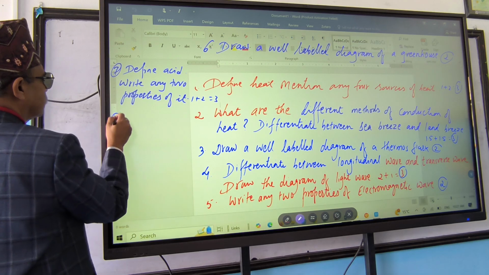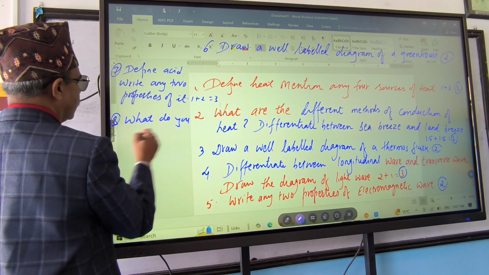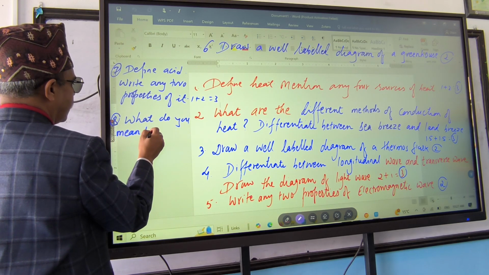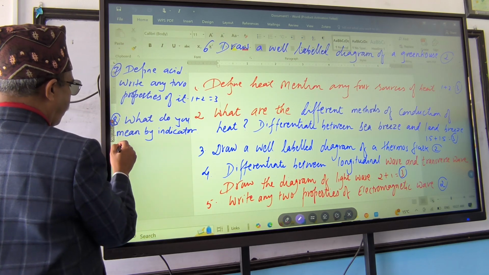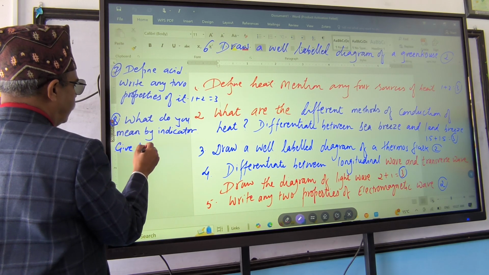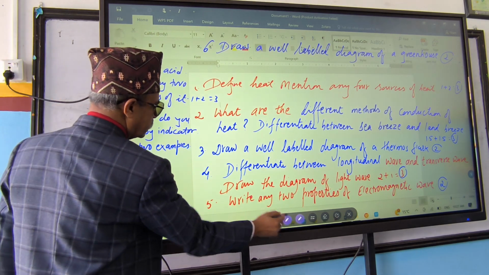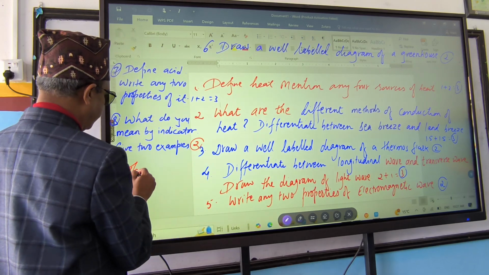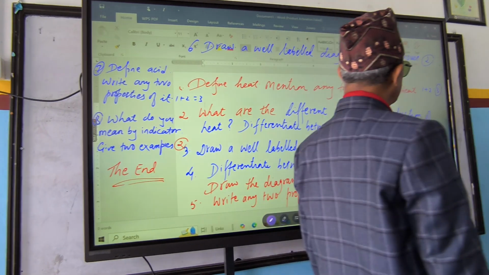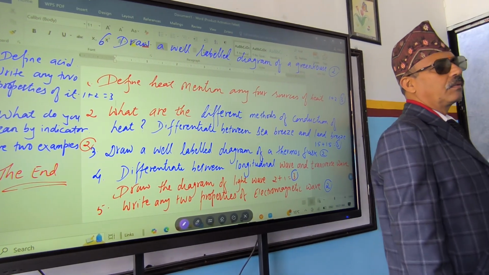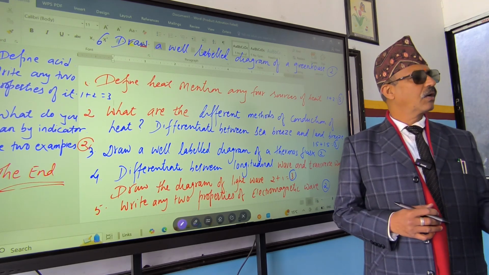Now question number 8 is, what do you mean by indicator? This is of 2 marks, the end. So till your exam conducts, I will give questions like this every day. Okay, these are regular practice work. After this we will forward our lesson also.